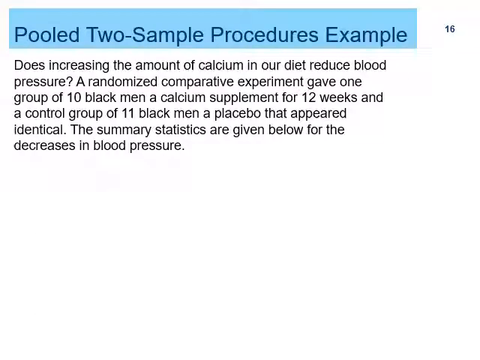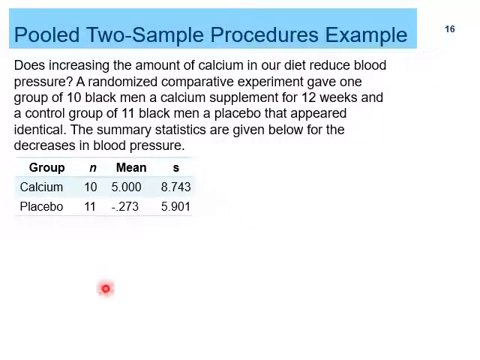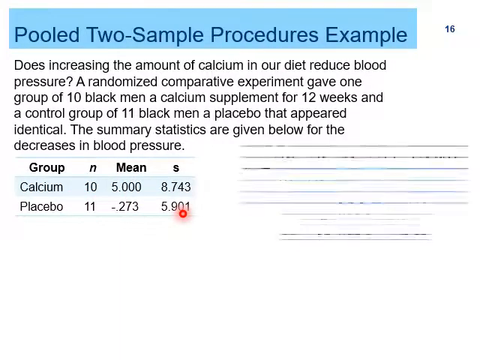So here's the example. Does increasing the amount of calcium in our diet reduce blood pressure? A randomized comparative experiment gave one group of 10 black men a calcium supplement for 12 weeks and a control group of 11 black men a placebo that appeared identical. The summary statistics are given below for the decrease in blood pressure. So for the calcium group, n is 10, for the placebo n is 11, along with the mean and standard deviation.